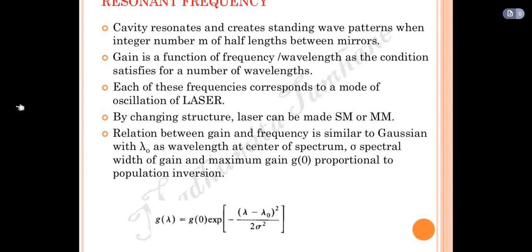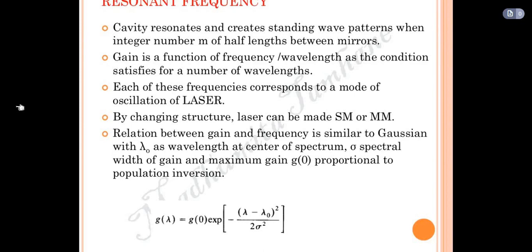The basic thing, the relation between the gain and frequency, is similar to the Gaussian, with lambda naught as the wavelength at the center of the spectrum. Whatever the spectrum value, we want to see how to obtain it using this relation. What is sigma actually, students? Sigma is nothing but the spectral width of gain. If I want to find the gain value, I can get it with the maximum gain, with respect to g of 0.